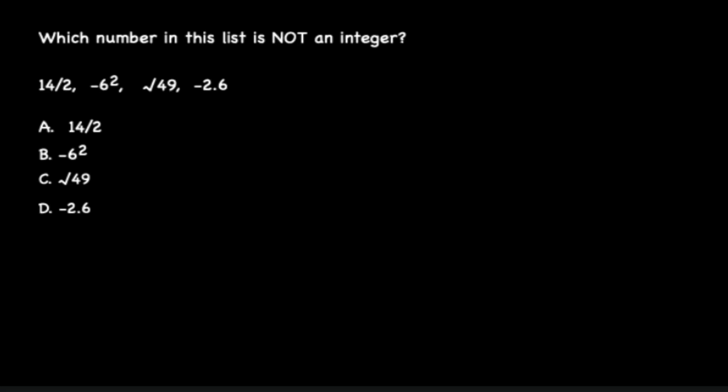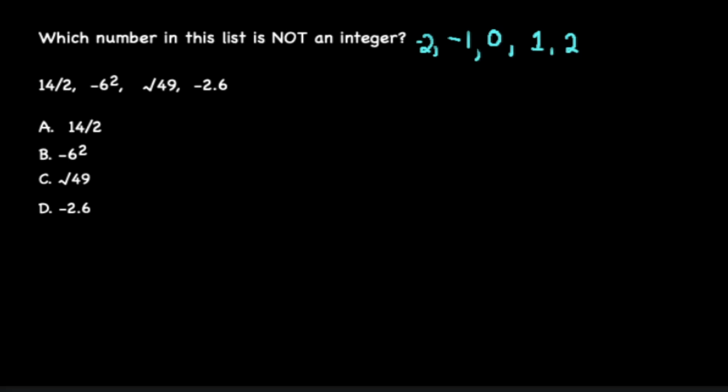Okay, so this question is asking us which number in this list is not an integer. So first of all, you need to know what an integer is. Integers are those numbers which include whole numbers and their opposites. So remember, whole numbers include 0, and then we have, let's say, 1, 2, and on the other side, we have -1, -2. So these are all integers, and notice integers do not contain any decimals or fractions, okay?